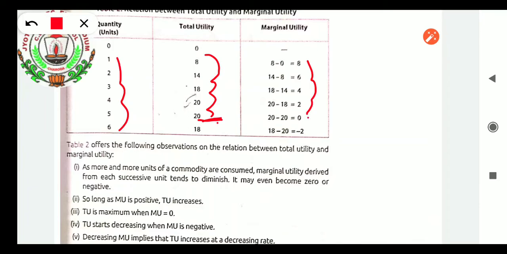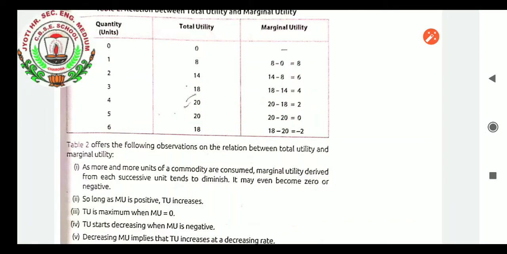Yes, it becomes 0. Where it is becoming 0, that is the maximum TU, which is 20. Marginal utility can be 0. So long as MU is positive, 8, 6, 4, 2, all the even numbers, not seeing 0, TU is increasing at that level.